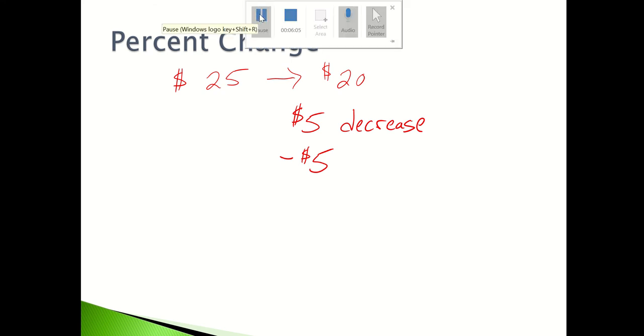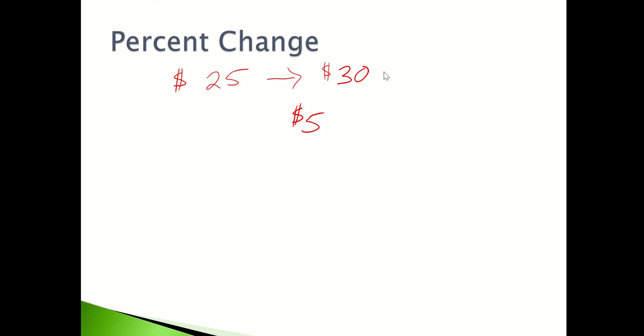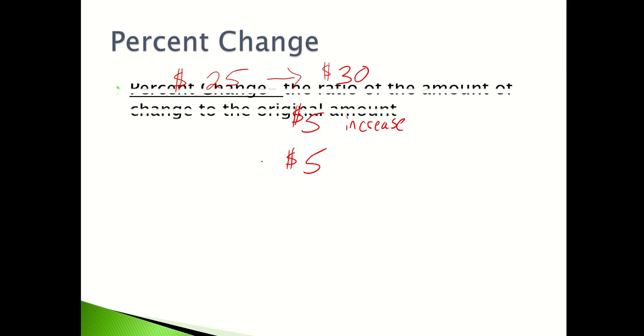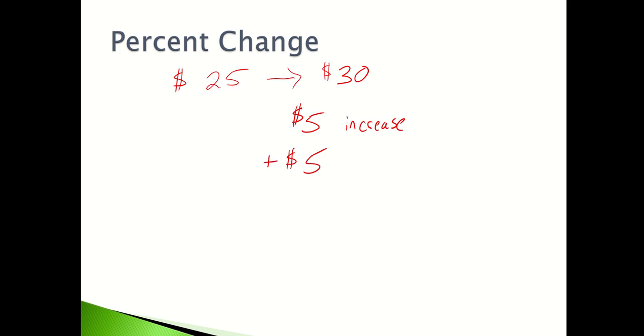So let's take a look if you go up $5. Same scenario, but now you're walking down the street and you find $5. So you had 25, now you have $30. So that's a $5 increase, or you could say you're plus $5 or just $5. Or you might see a plus sign out front, whatever. Remember, numbers are positive unless you see some other sign to indicate otherwise.